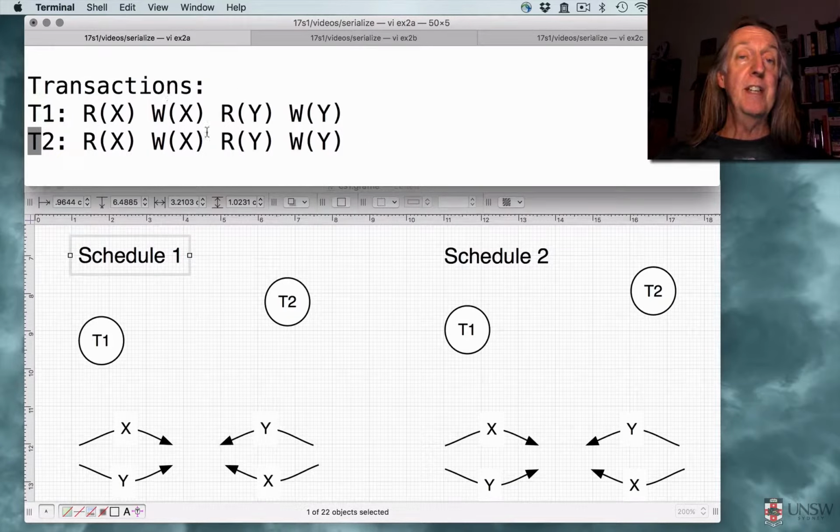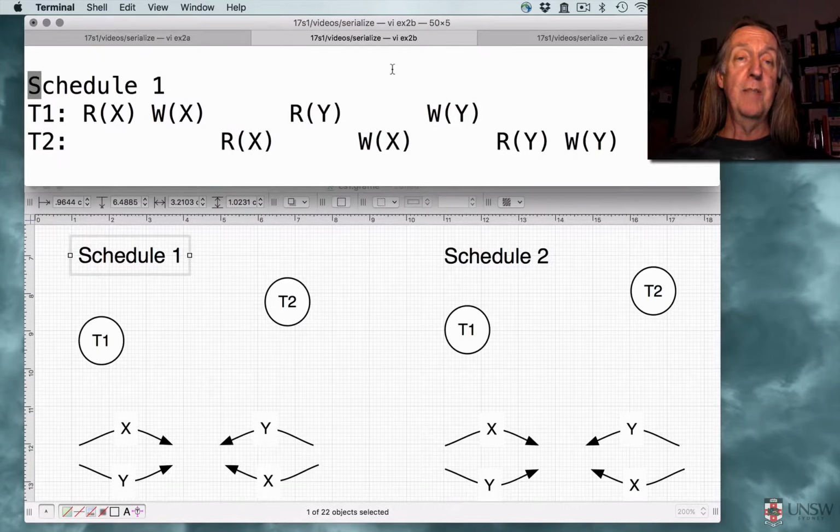So in any case, here are our two transactions, T1 and T2. They both do the same thing as far as shared data is concerned, but the sequence of operations can potentially be interleaved, as we see, for example, in Schedule 1. In Schedule 1, T1 reads and writes X, then T2 reads X, T1 reads Y, T2 writes X, and so on and so on.